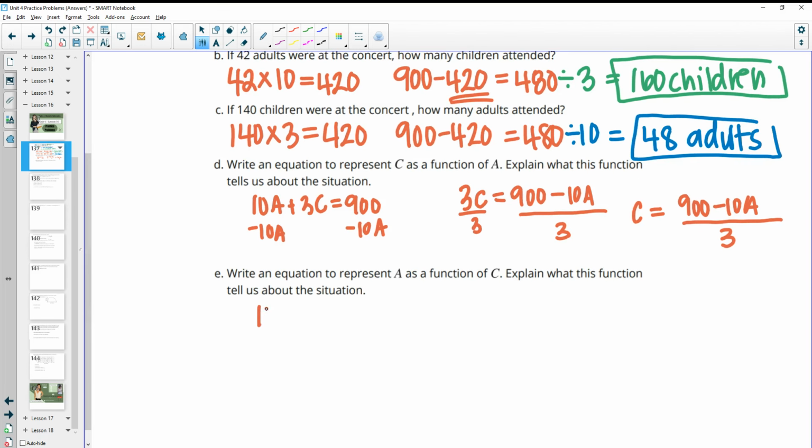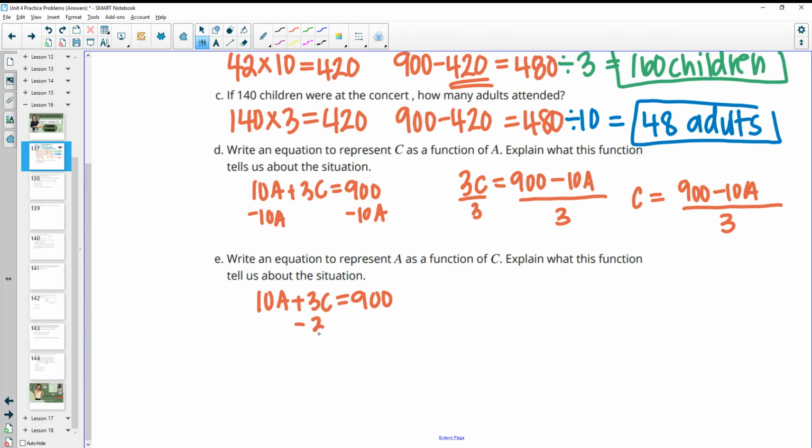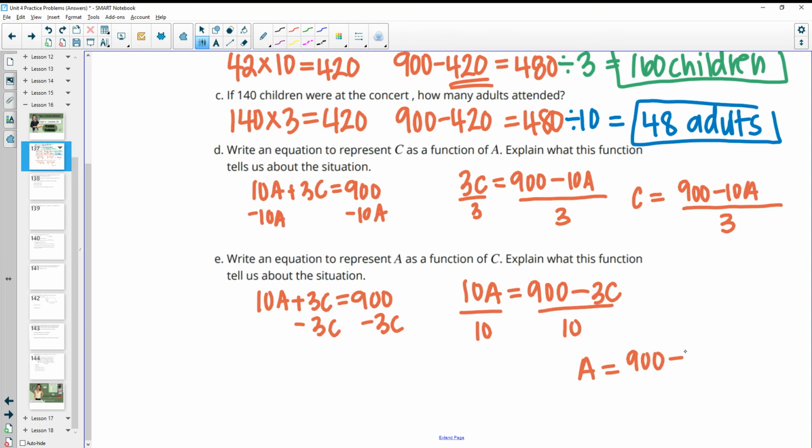Then we'll take the same equation and we'll solve it for A. So now we're going to take and subtract the children's revenue from both sides, so that we're down to just the adult revenue. So 10 times the adult tickets equals our total revenue 900 minus our children's tickets revenue. And then we can divide by 10 to get down to our adult tickets. So then this one is just solved for adult tickets. This one is solved for children's tickets.